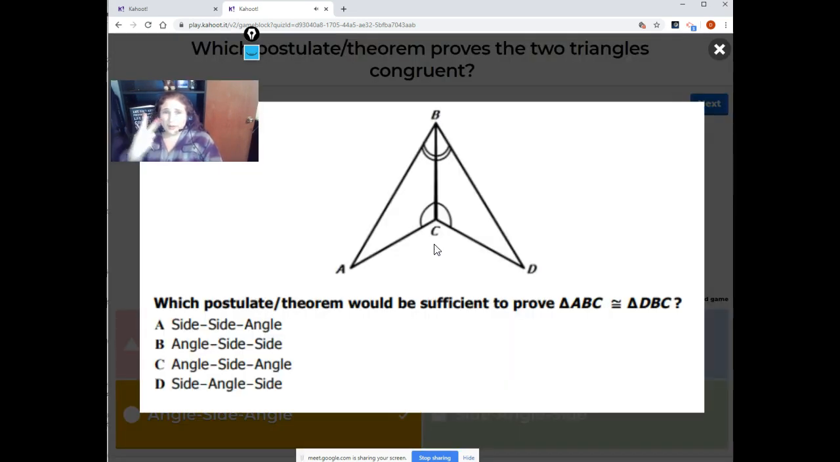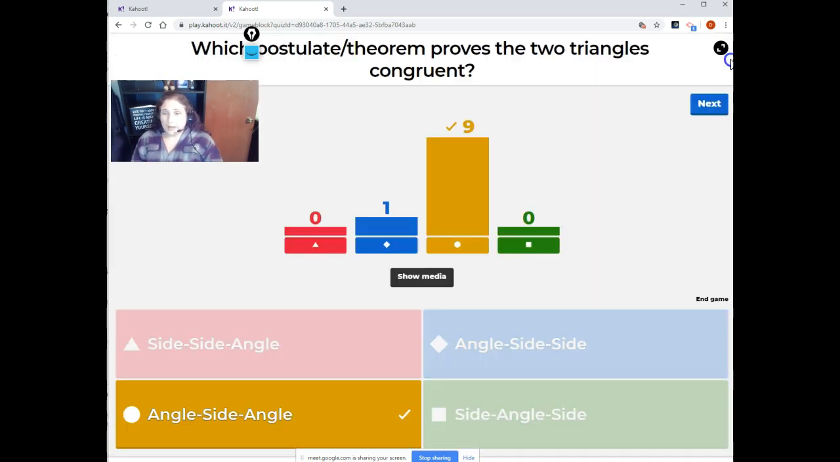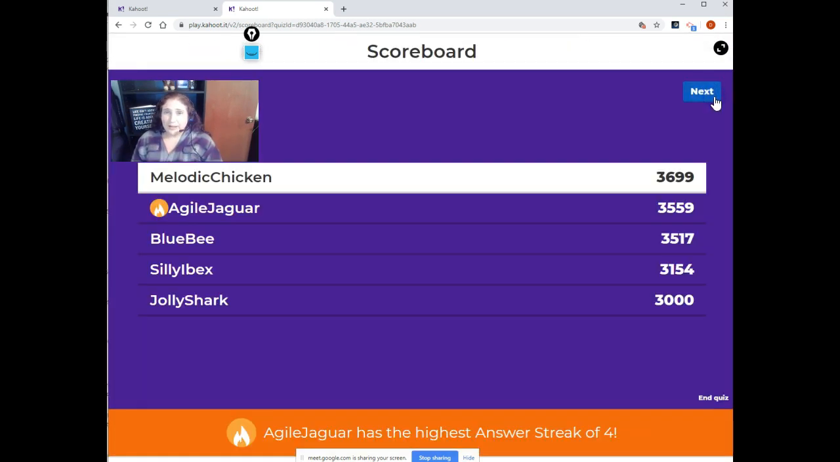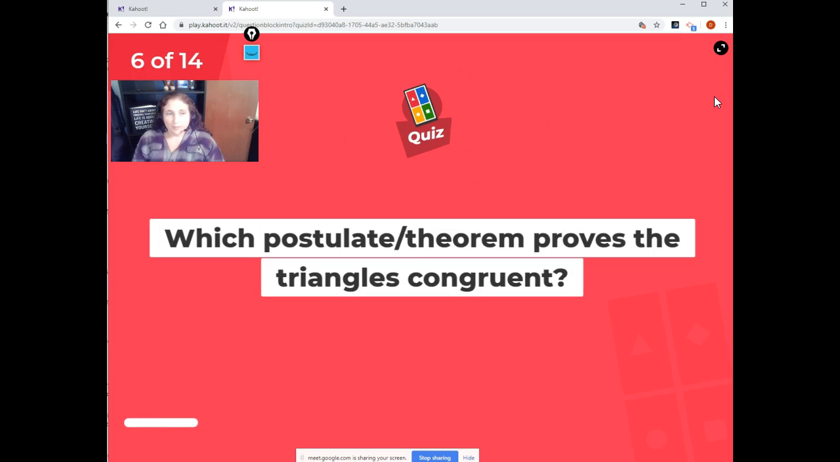Immediately you noticed you have two angles. So because you have two angles, you can eliminate choice A because that's two sides. You can eliminate choice B because that's two sides. And you can eliminate choice D because that's two sides. So actually those distractors weren't very good. Angle, angle, side would have been a better distractor. And we have a new leader.